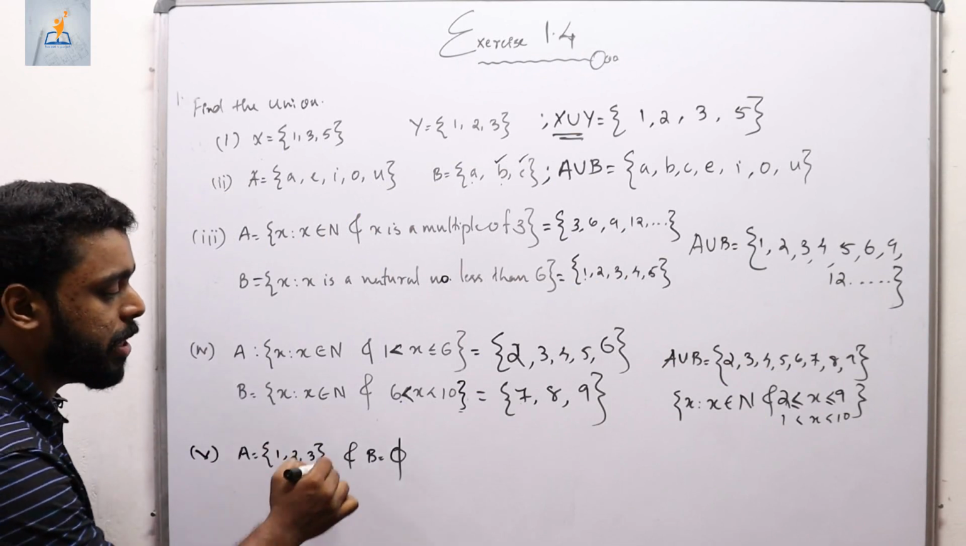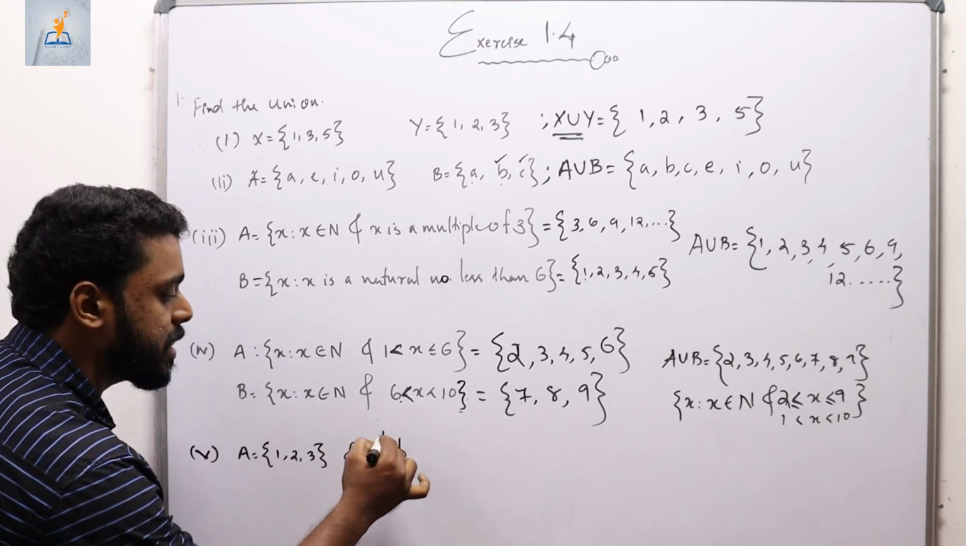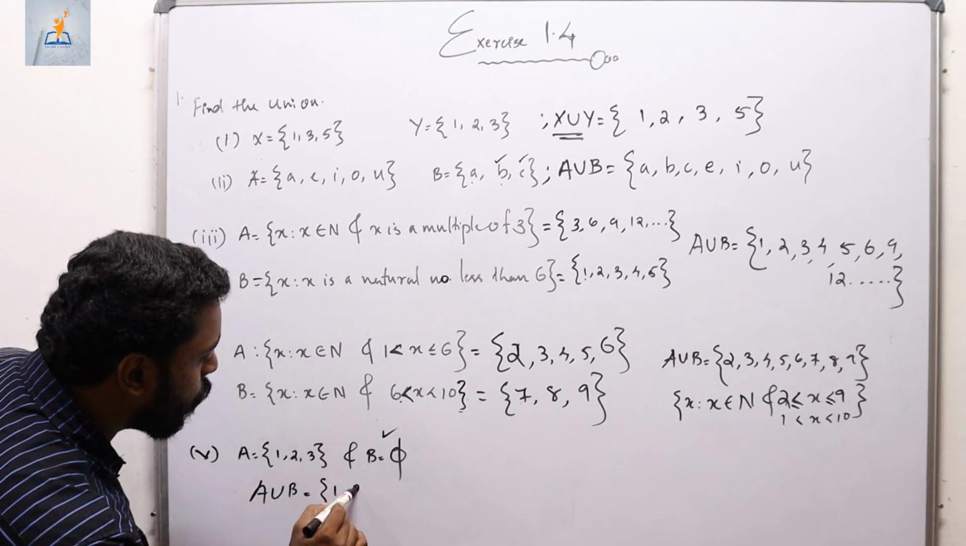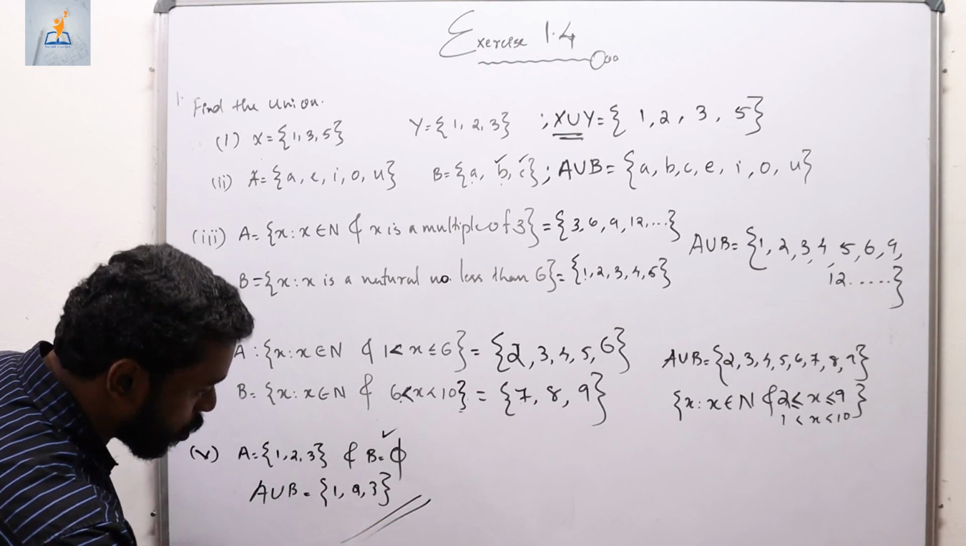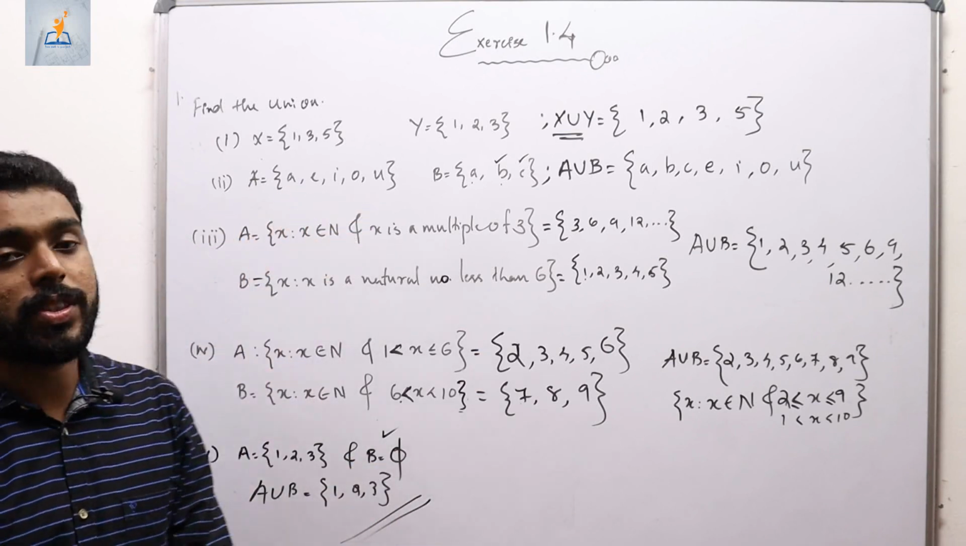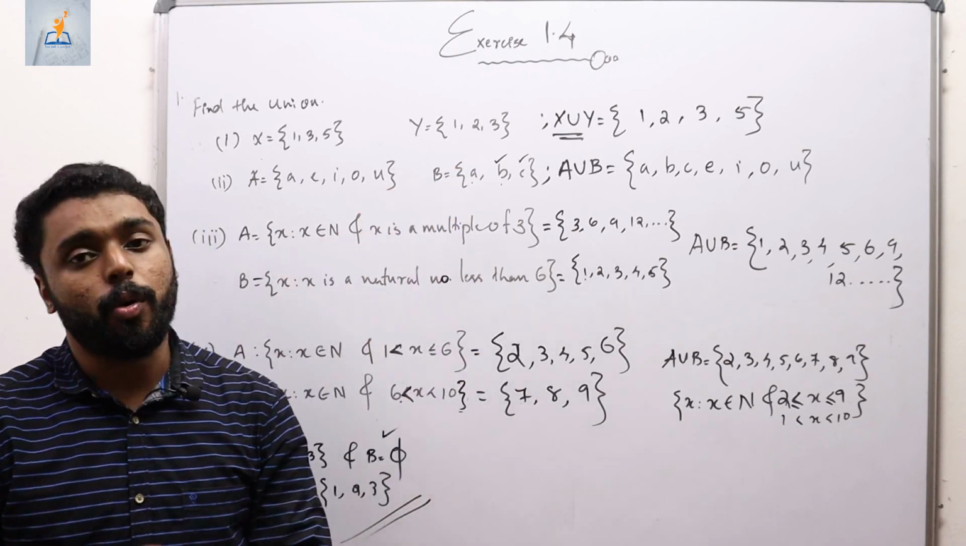Now coming to the last one. A is equal to 1, 2, 3, B is equal to the set with no element. We know that there is no element in this set. This is an empty set. So A union B is equal to 1, 2, 3 itself, since B is a null set. So this is the answer for the first question in your exercise 1.4.